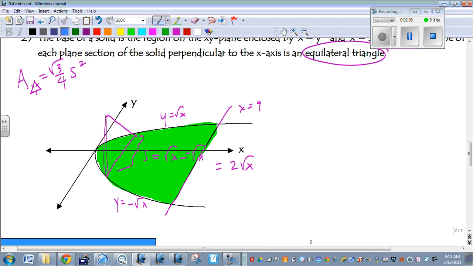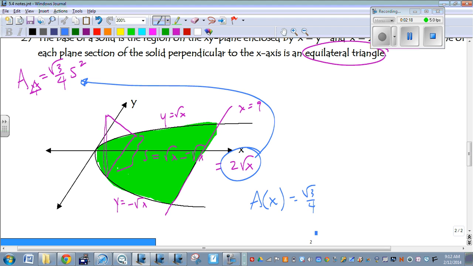But we need to write out the formula for the area in terms of x. So we're going to take the length of that side and put it into our equation. So we have square root of 3 over 4 times 2 square root of x squared, which we already figured out earlier is 4x. So we have square root of 3 over 4 times 4x, which gives us square root of 3 times x.